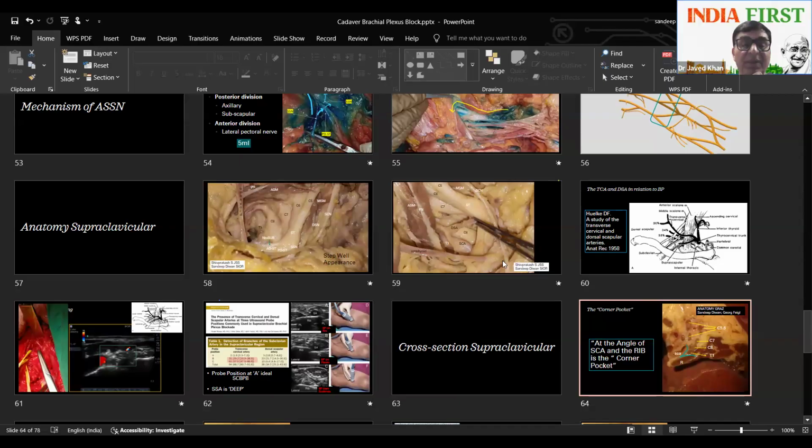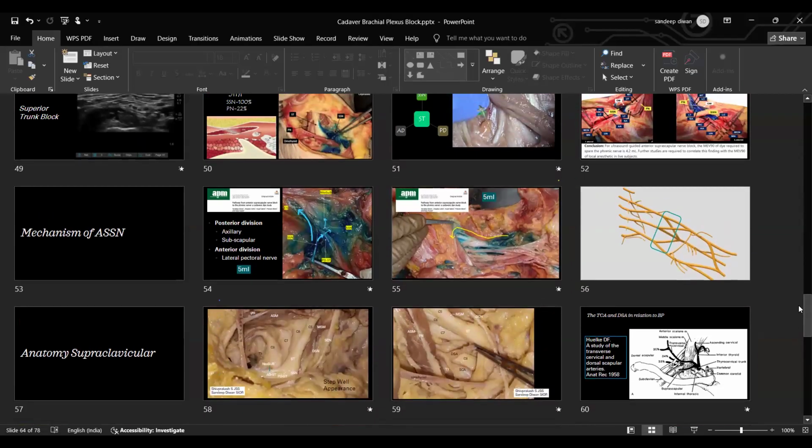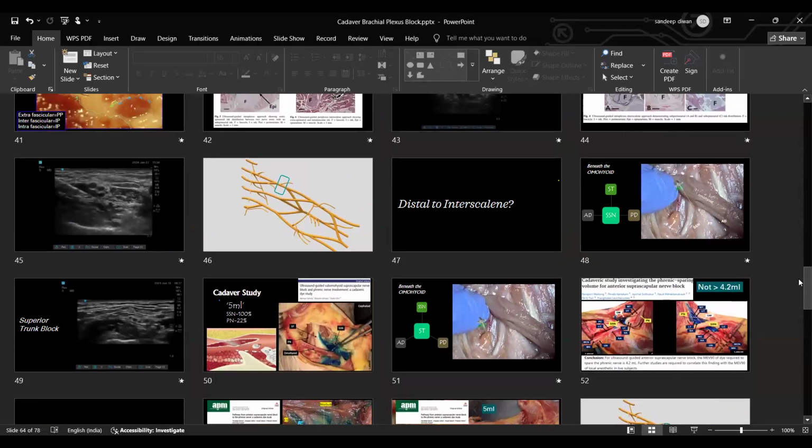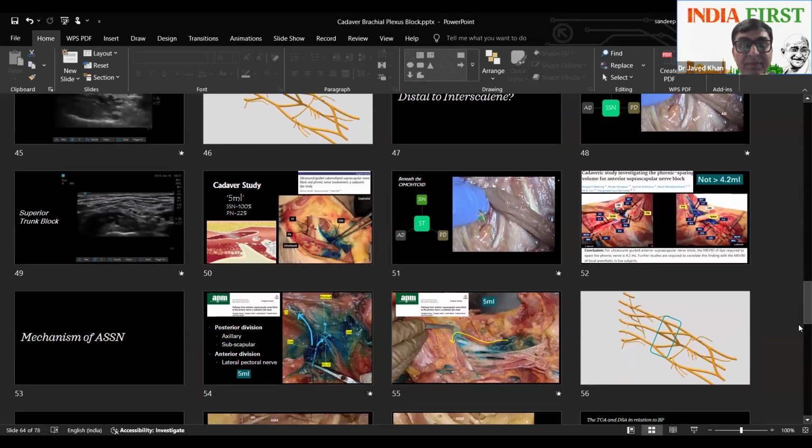Javed bhai, you were telling, Sandeep bhai, you used to talk about interscalene block and the circumference of the neck, 40 centimeters, less or more. You didn't mention that.